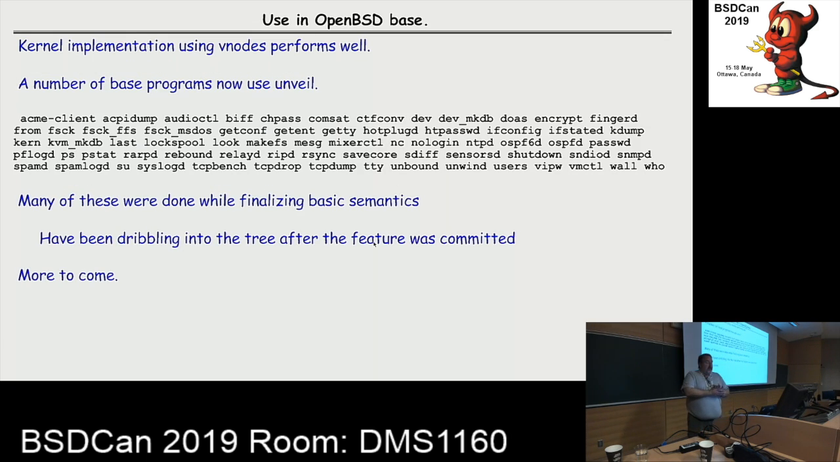So the kernel implementation with vnodes is performing pretty well. We have good performance with it. And we have a bunch of programs in base that now use unveil. Some of these are pretty simple and stupid, but a lot of them are less simple and stupid. Acme-client is fairly involved and is a fairly significant security exposure that we would like to not be a security exposure. httpd uses it, relayd uses it, and a bunch of other interesting things all over there.